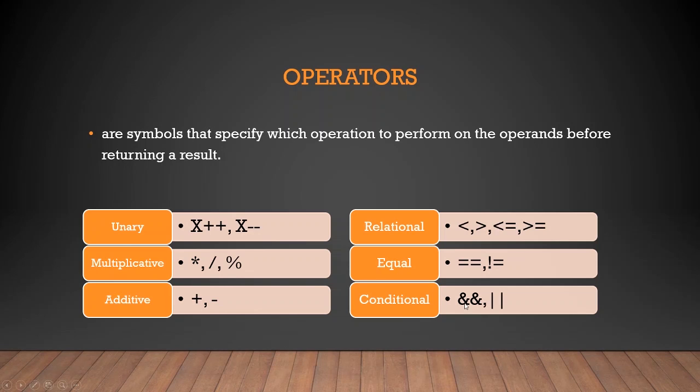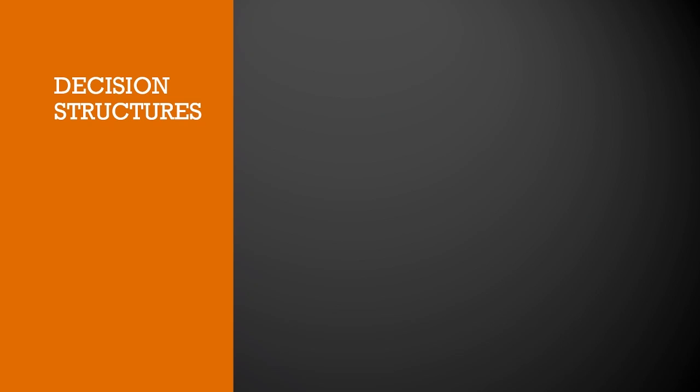These are conditional and, or. So two ampersand signs mean and, and two pipe signs mean or. We're going to discuss this in detail while we create our projects.